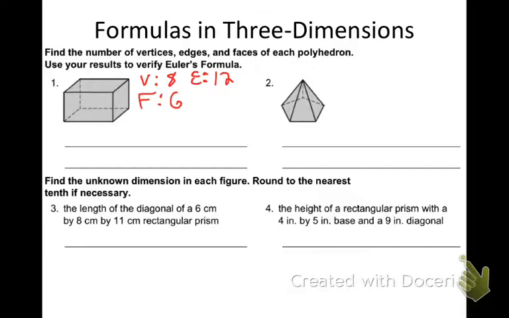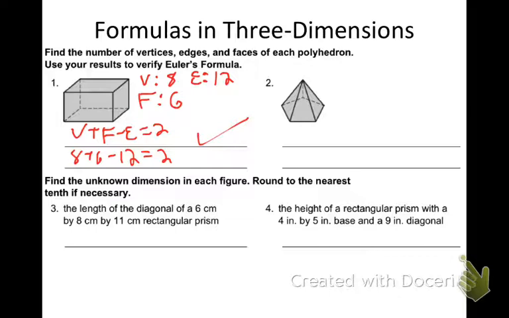So Euler's formula states V plus F minus E equals 2. So 8 plus 6 minus 12 equals 2. Is that true? 8 plus 6 is 14. 14 minus 12 is? That checks out. That is true.